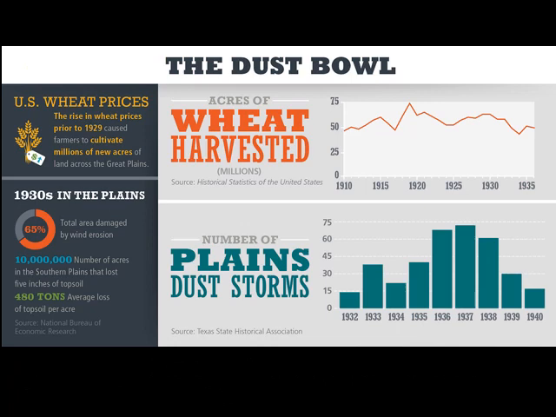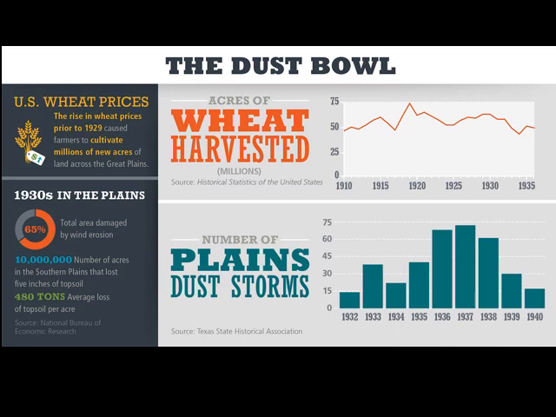So here's another pretty little graphic about the Dust Bowl. Wheat prices. The price of wheat went up prior to 1929, and a lot of this was World War I, forcing farmers to cultivate billions of new acres, but in a very irresponsible way, and therefore they ruined their topsoil. And as you can see in this line graph, 1920 was actually a peak year in wheat harvested.